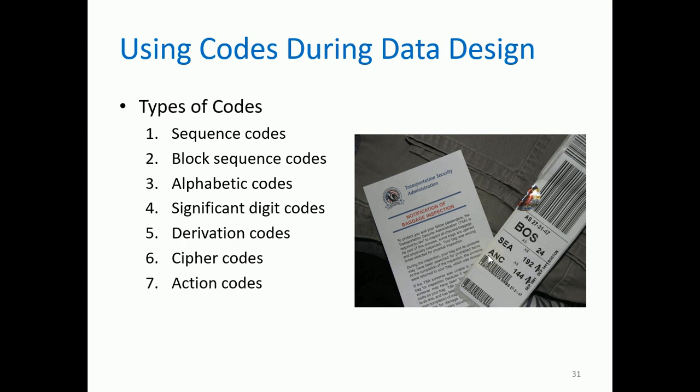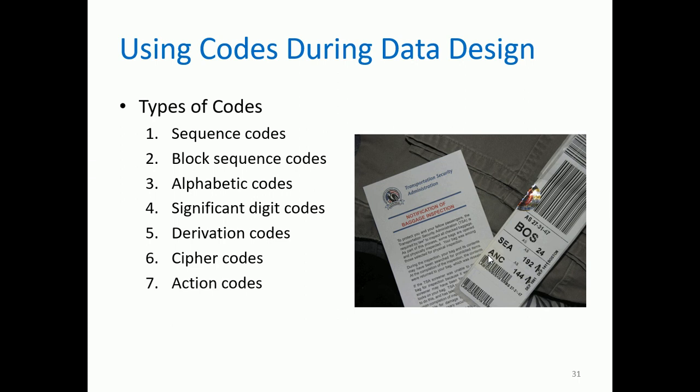Next, we have the block sequence codes. Block sequence codes, as an example, are the codes for your subjects, for example, CPT311. The 31, starting with 3, means it's for a third year subject. While CPT111, starting with 1, means it's for first year. And CPT212 means it is for second year. So that is an example of block sequence codes.